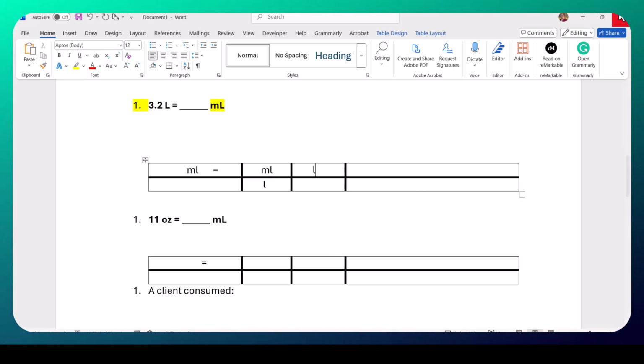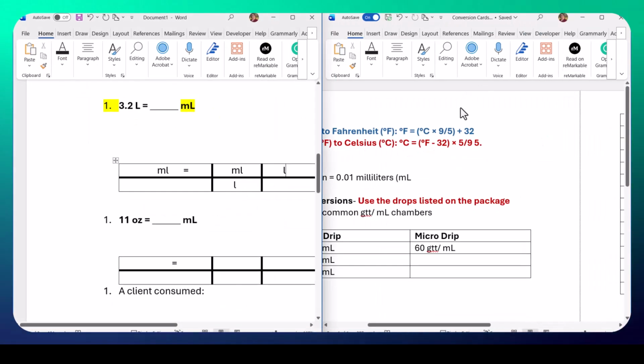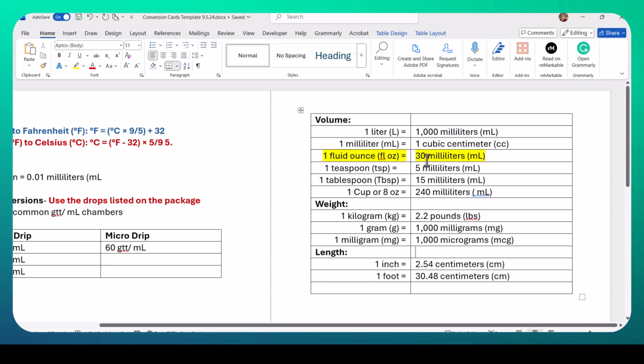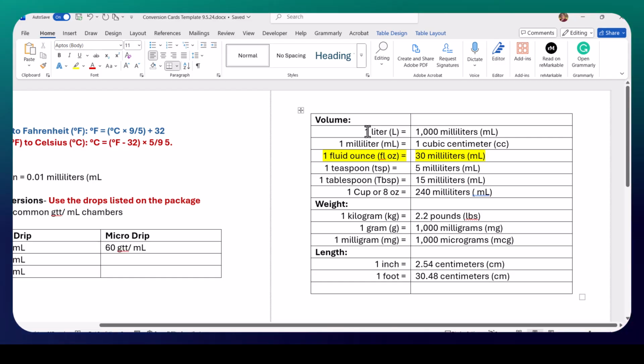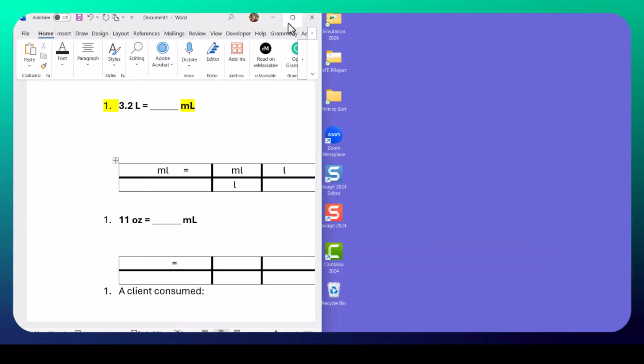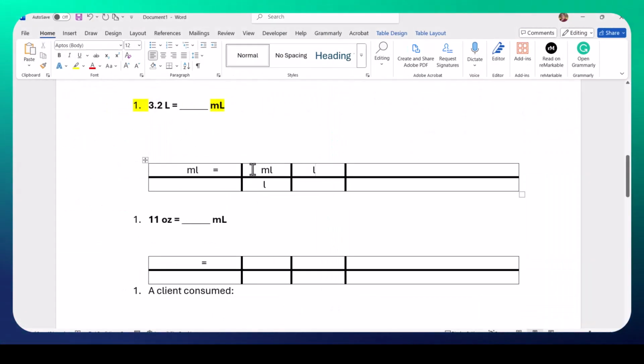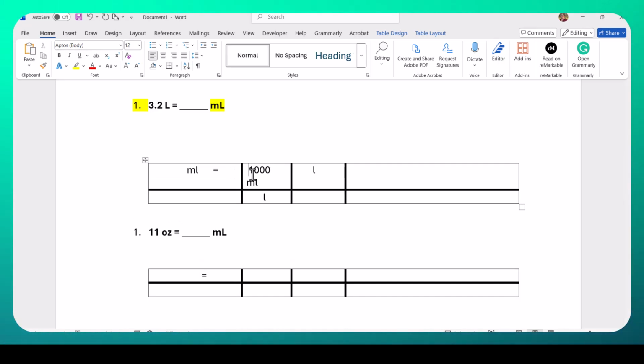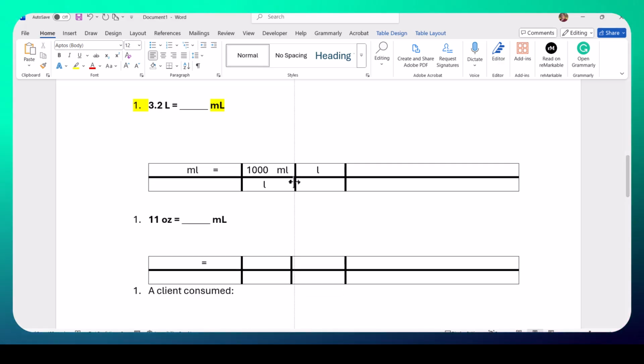And if you look at your cards, let's go look at our cards. Let's find liters. All right, so 1 liter is equal to 1,000 milliliters. All right, so now you know what you're doing with that one. So 1,000 milliliters is equal to 1 liter. All right, back to our problem. But we want to know 3.2 liters.